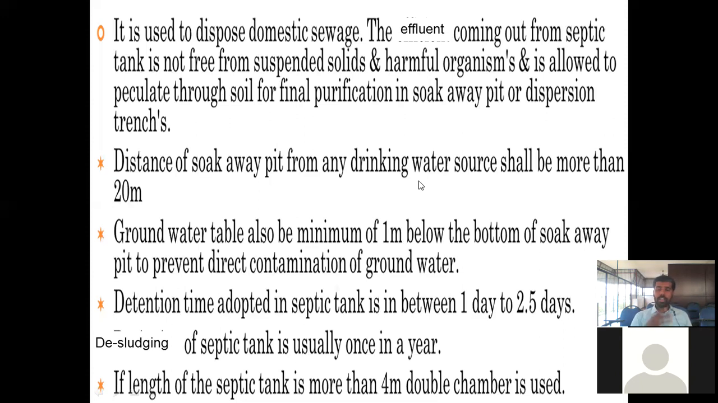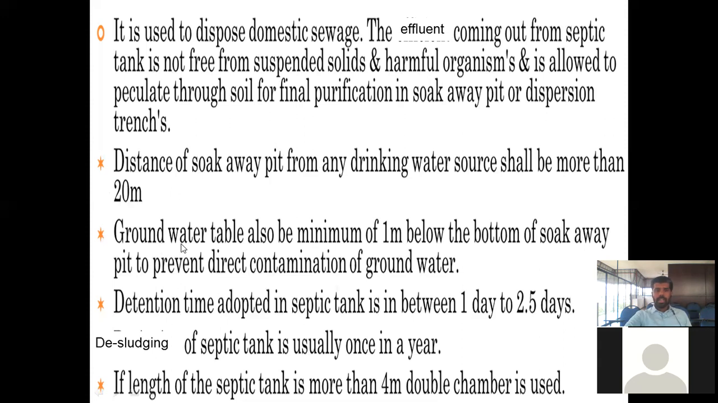With respect to the drinking water, the septic tank or soak pit should have a sufficient distance between them. Otherwise, there is a chance this water will penetrate and affect the drinking water source also. So when you are constructing a septic tank or a soak pit, an acceptable distance should be there from the drinking source. The distance of a soak away pit from any drinking water source shall be more than 20 meters.